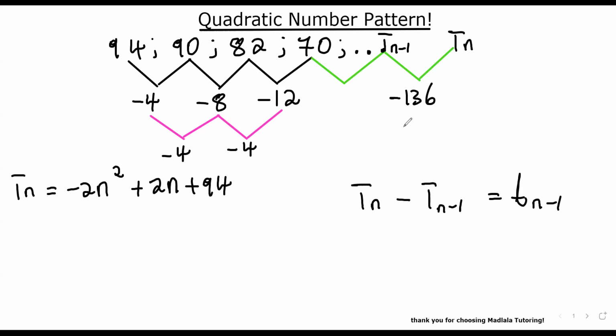So what we need to do here is to find the values of these two terms whose difference has a value of negative 136, right? So what we actually need to do here is to find the position of a term in the linear pattern that has a value of negative 136. Okay, so how do we find the position of such a term? Well, it means we need to find the general term of the linear pattern first.